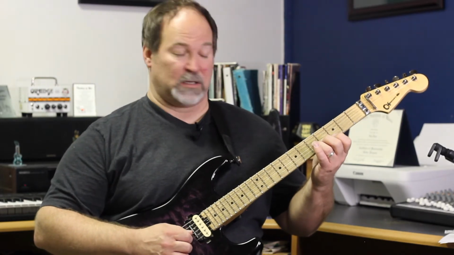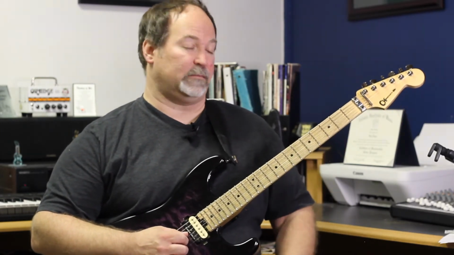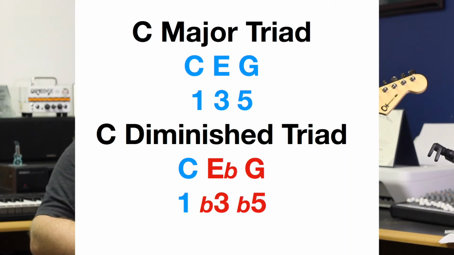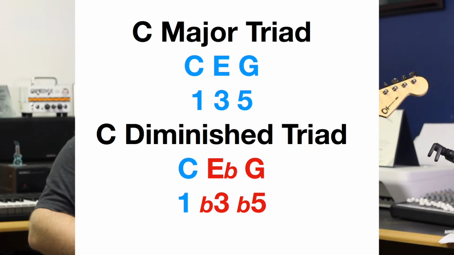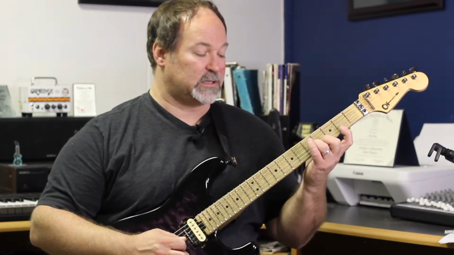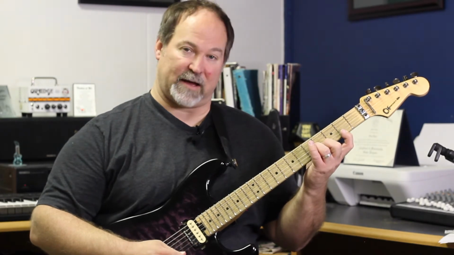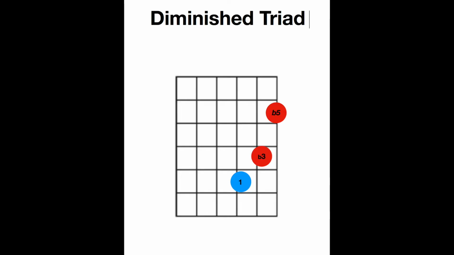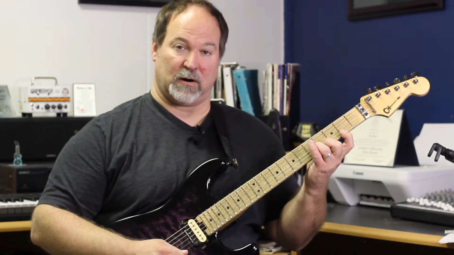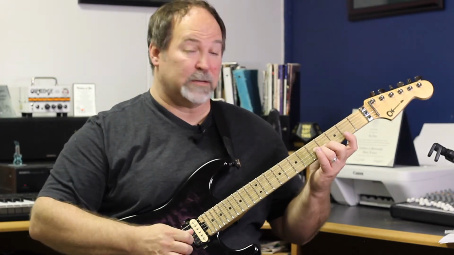Now next, we have our diminished triad. A diminished triad has a flat 3 also, but it also has a flat 5. So we have 1, flat 3, and we're going to take the 5th here, the G, and we're going to flat it as well. We're going to make it a G flat. So we have 1, flat 3, flat 5, which is C, E flat, and G flat. So that is our diminished triad.